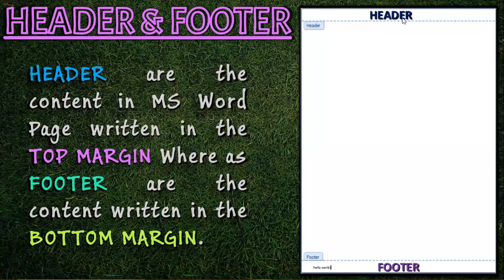So the top is known as header and bottom is known as footer. And the content which you write inside the space between the text and the edge of the page, that is called header and footer. If it is in the top, then that will be called header. If it is in the bottom, then that will be called footer. So let's see the steps through which we can use the header and footer in our document.